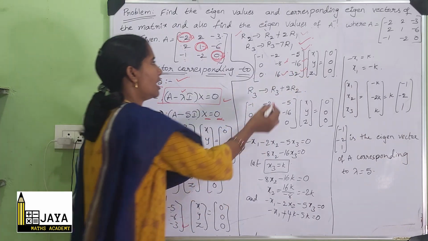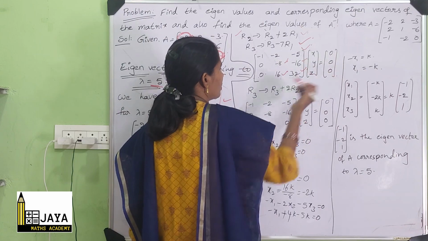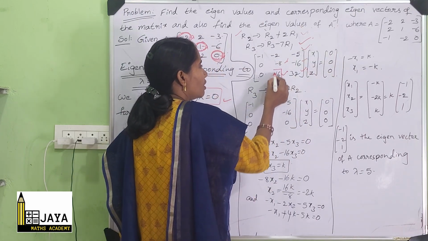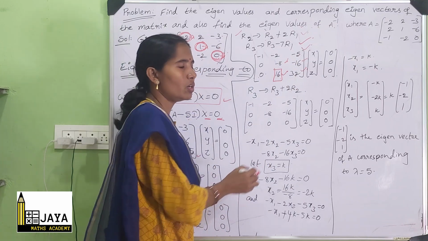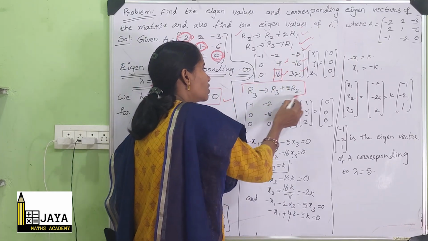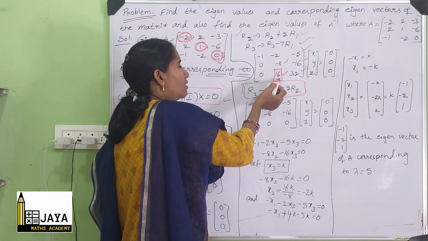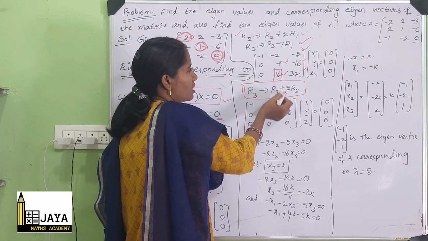Then that is 0, 16, 32. X, Y, Z is 0, 0, 0. Now we want to make this element 0. So that is minus 1, minus 2, minus 5, 0, minus 8, minus 16. The R3 operation is R3 plus 2 R2, then 16 plus 16, 0 will come.